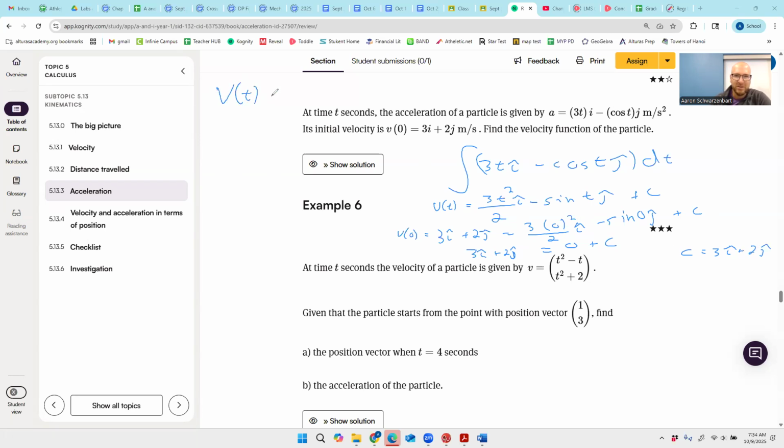Make sure anytime you're doing this, try to do it in order. I just don't have room on the screen. I guess I could write it down here. v of t equals -3t squared over 2 i hat minus sine t j hat plus 3 i hat plus 2j hat.